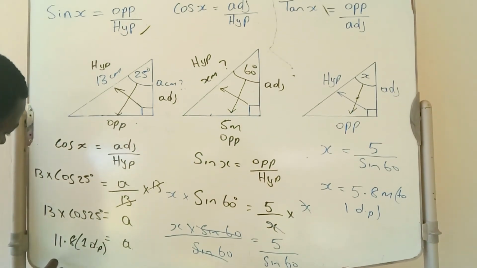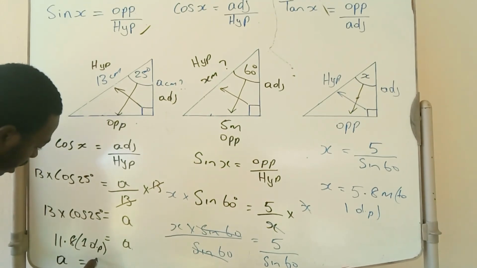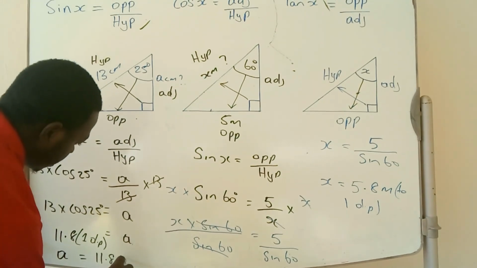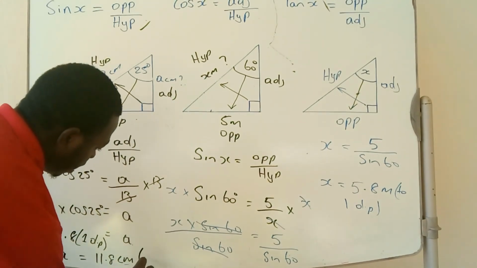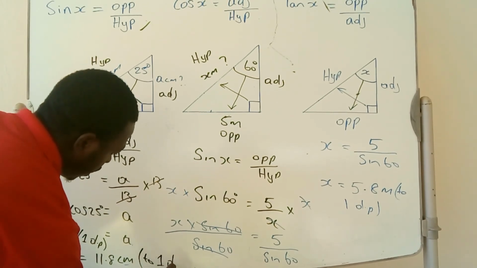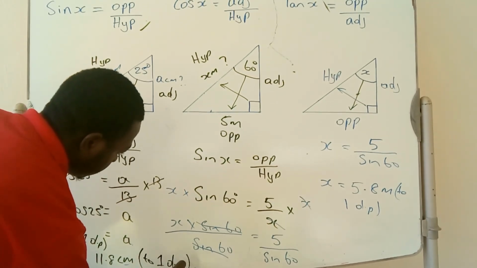So again, our final answer is a is equal to 11.8, and remember your unit, which is centimeter, and you put in bracket correct to 1 dp to indicate that you have rounded off to one decimal place.